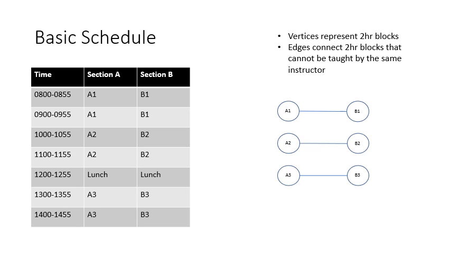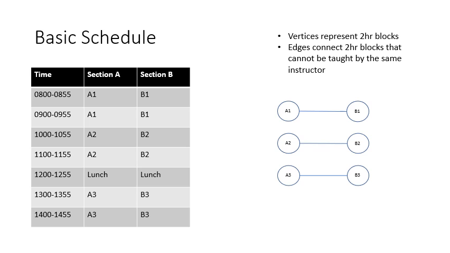For simplicity, we're only going to consider 2 sections, but these methods can be expanded to account for larger numbers of sections. The basic schedule on the left can be represented as a graph, which we show on the right, when you consider each 2-hour block as a vertex, and then the edges connecting vertices that correspond to blocks that cannot be taught by the same instructor.